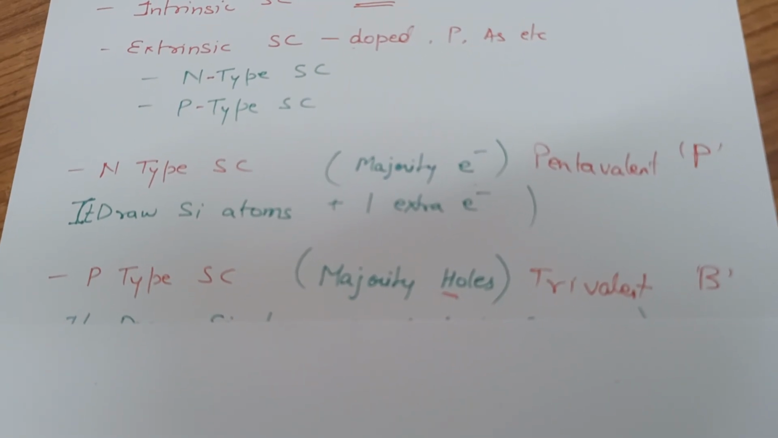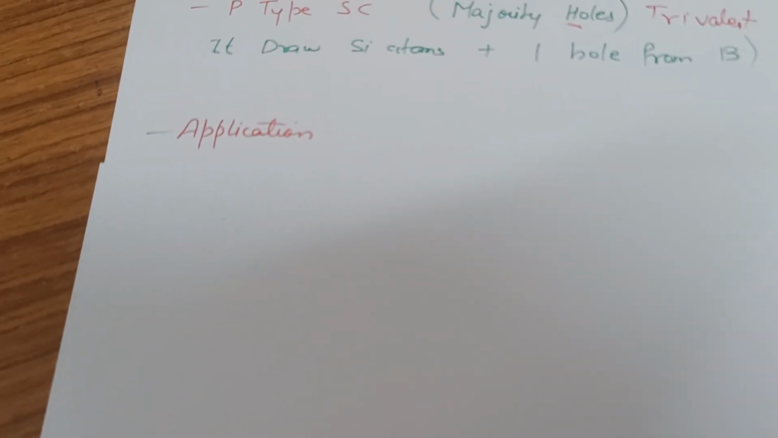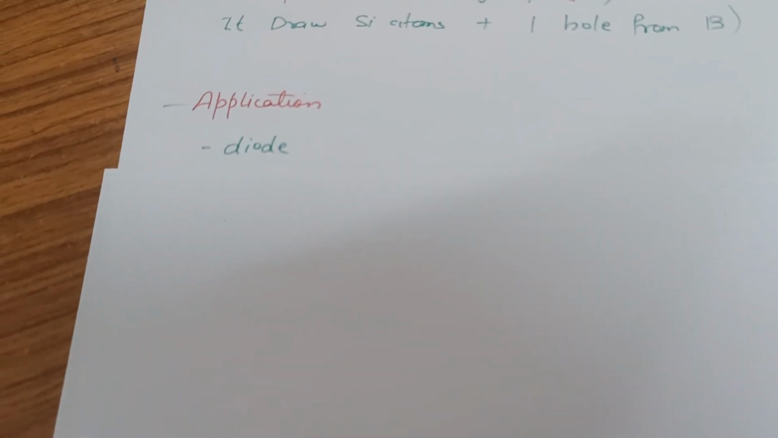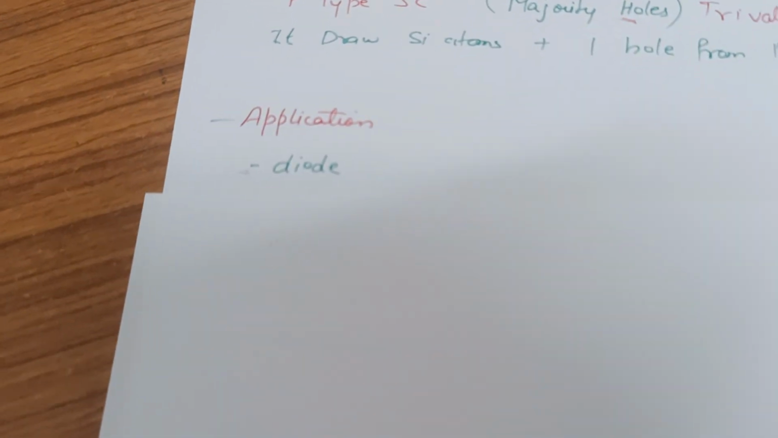Let's now come to the applications of semiconductors. Currently, diodes are the main application we use everywhere, along with transistors, LEDs, solar cells and microprocessors. These are the applications of semiconductors that we are currently using.